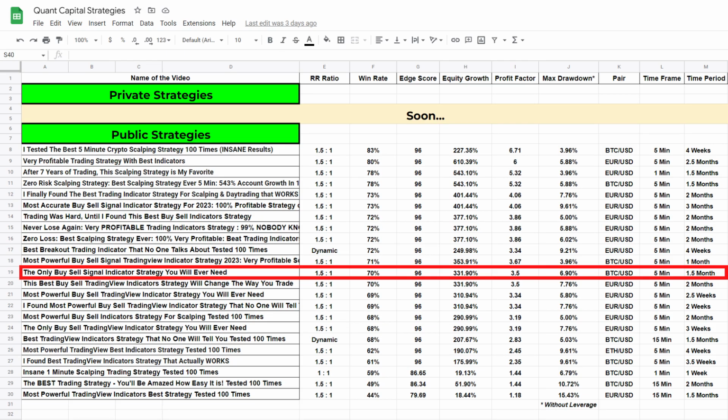So, here is a spreadsheet with backtested strategies, and this one holds 6th place in terms of win rate and 5th place in terms of account growth. With that, feel free to try this indicator setup in your trading.